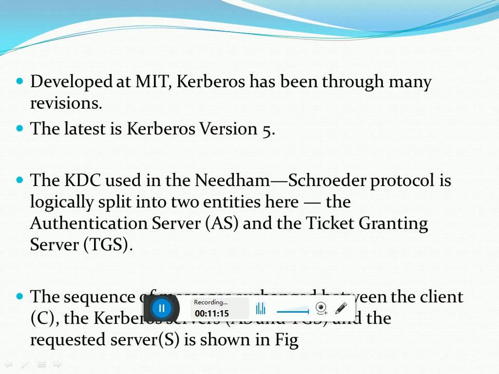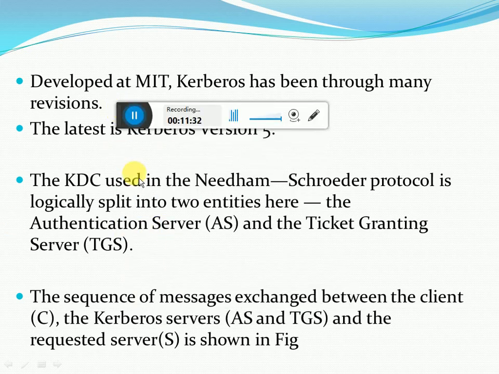So Kerberos divides the KDC that is used in the Needham-Schroeder protocol into two logical units. One is the authentication server, another one is the ticket granting server. The job of these two is helping us to deal with different servers. One is the authentication server and the second one is the ticket granting server.